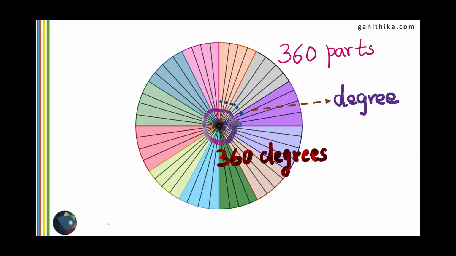You have learned that a full circle makes a complete angle. Therefore, a complete angle is actually equal to 360 degrees. And it is written as 360 with a small circle on the top. The small circle on the top of the number indicates we are measuring the angle in terms of degrees.